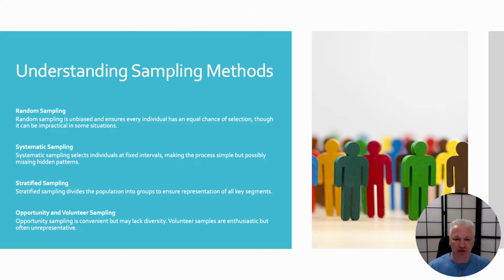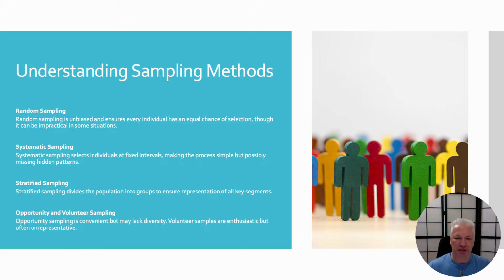Sampling in psychological research. Sampling refers to the process of selecting participants from a target population. The aim is to obtain a representative sample, meaning the characteristics of the sample accurately reflect those of the target population, allowing findings to be generalized.